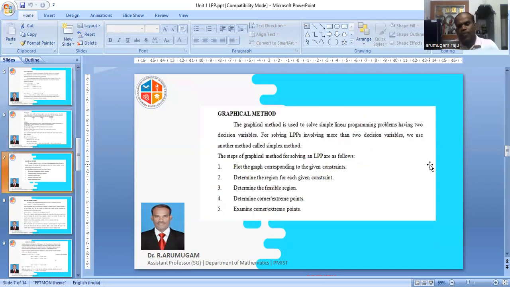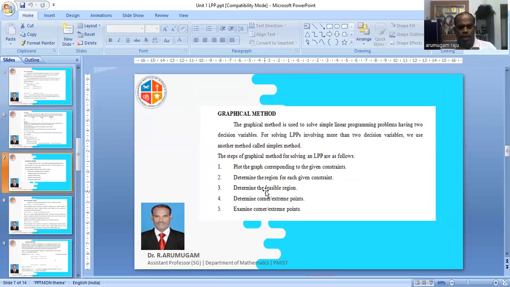So the next one is the graphical method. If we have a linear programming problem, we have to solve it by using either the graphical method, the simplex method, or the Big M method. So first we have the procedure to solve the given LPP by using the graphical method. Here we have a step-by-step procedure. The first step is to plot the graph corresponding to the given constraints.